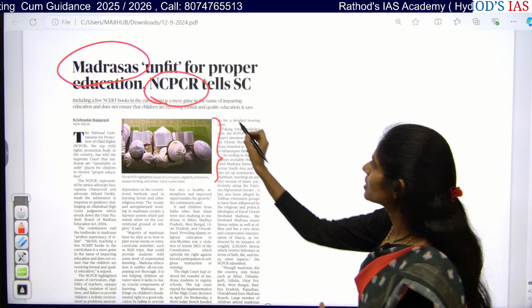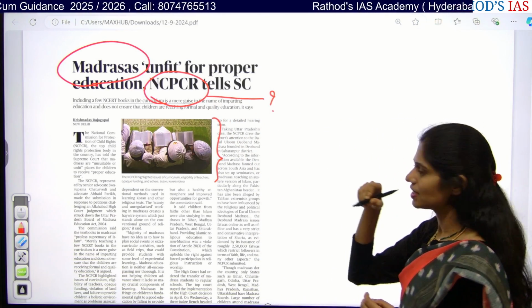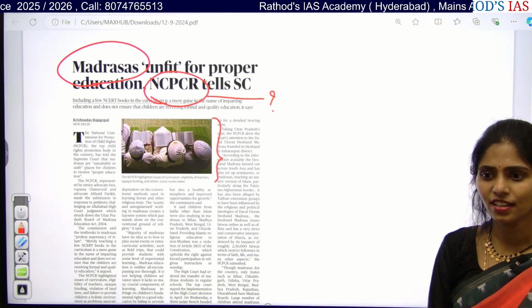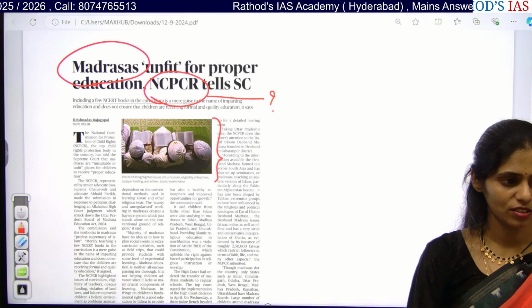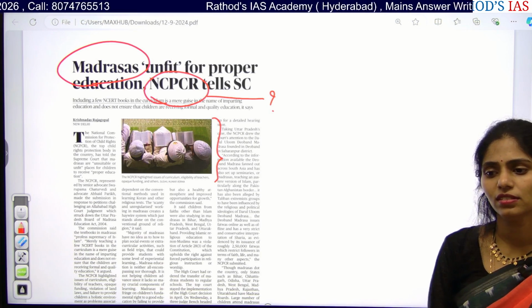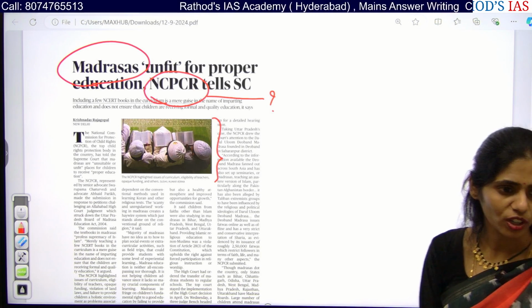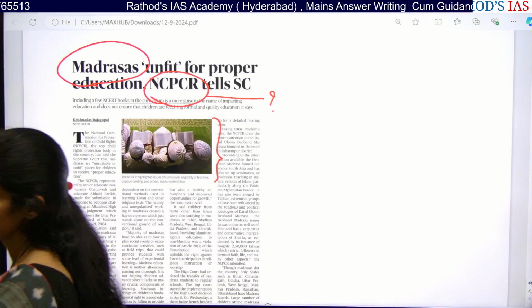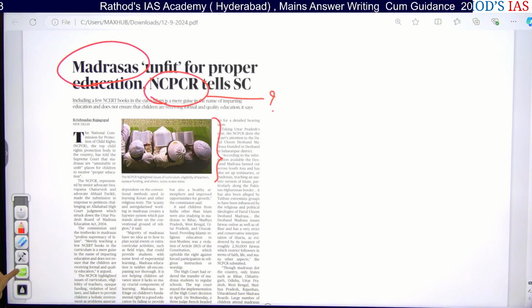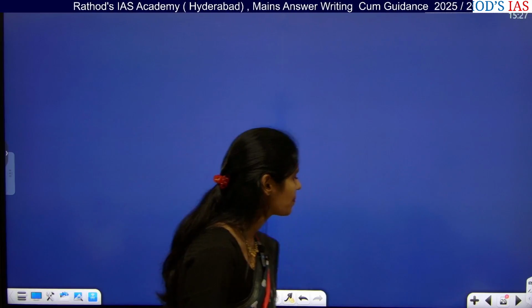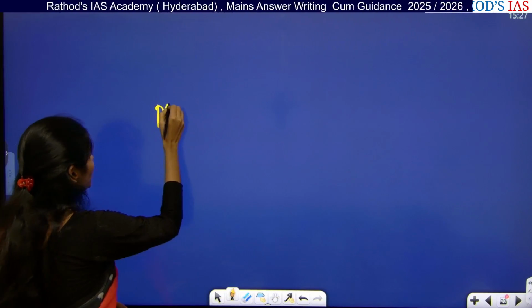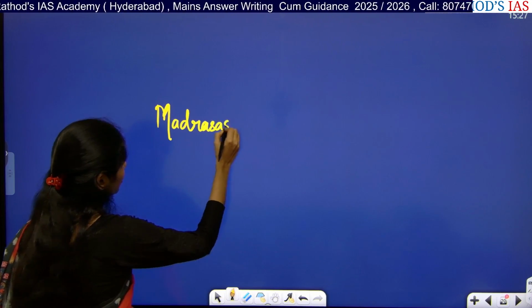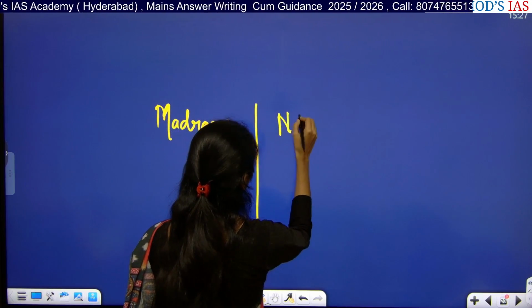So what is this NCPCR? Many times we have discussed this NCPCR, regarding child rights. Is it a constitutional body or a non-constitutional body? It is a non-constitutional body. It is not a constitutional body. Okay, let me write the keywords first. The first one is madrasas, and the second one is NCPCR.